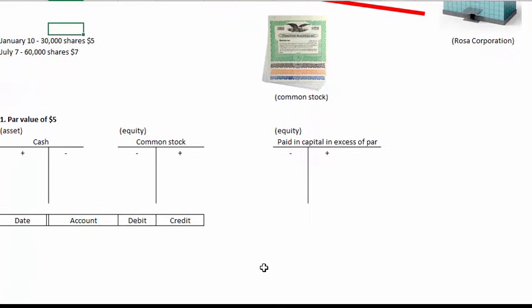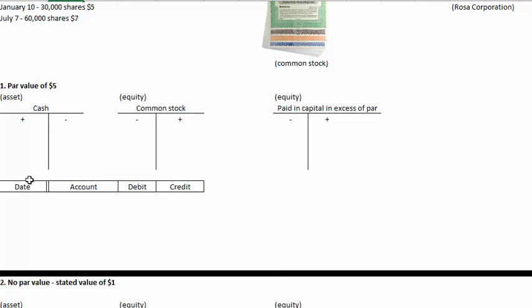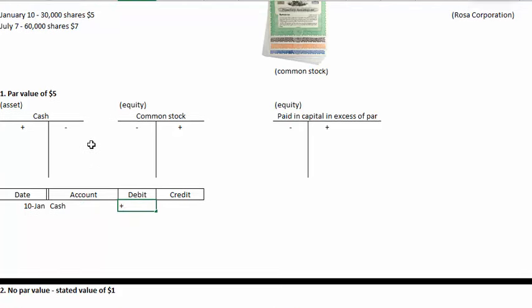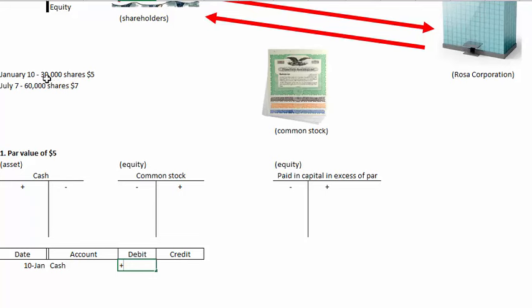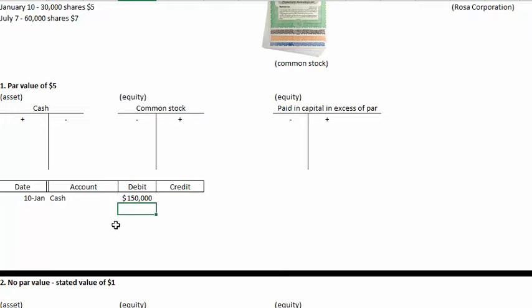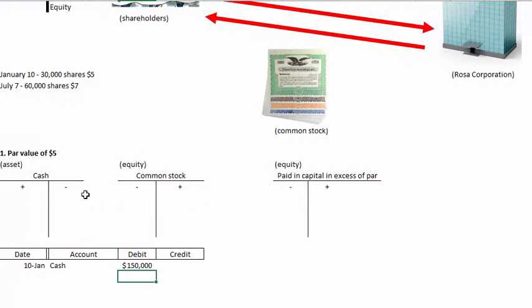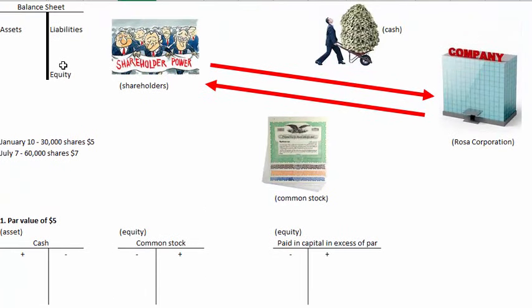So the journal entry will look something like this. We have the date, which is January 1st of 2010, or January 10th, I should say. We're not told what the year is. We receive cash. Our cash increases by the amount received, which is 30,000 shares, number of shares, times the market price, $150,000. Now the left side doesn't equal the right side, so we have to even this out.